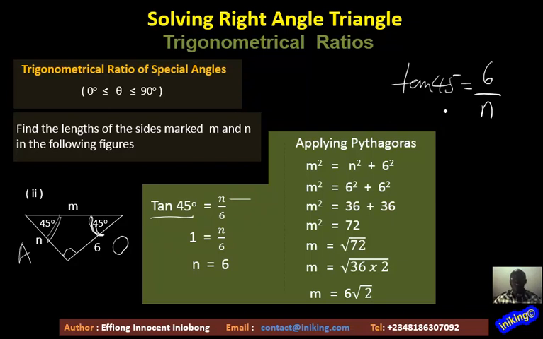Tan 45 is equal to what? 1. And this is equal to 6 divided by N. If I cross multiply here, I have N times 1, which will give me N, and then 6 times 1 will give me 6.